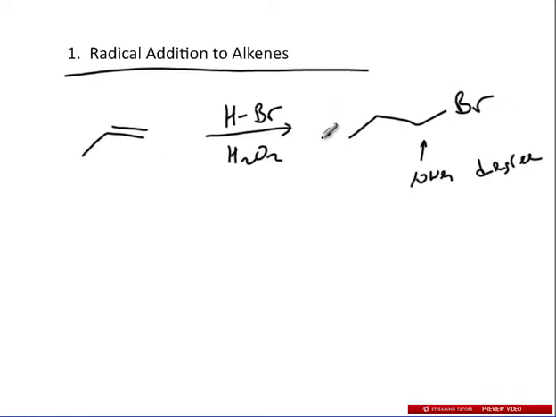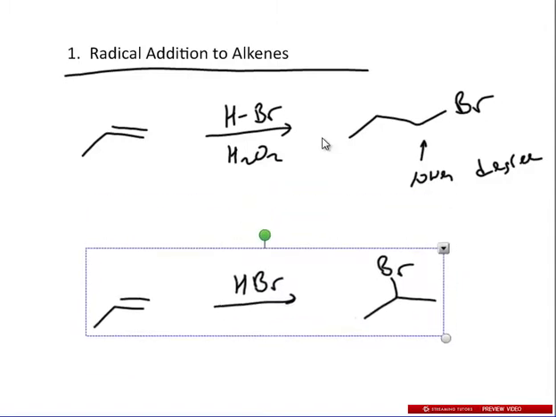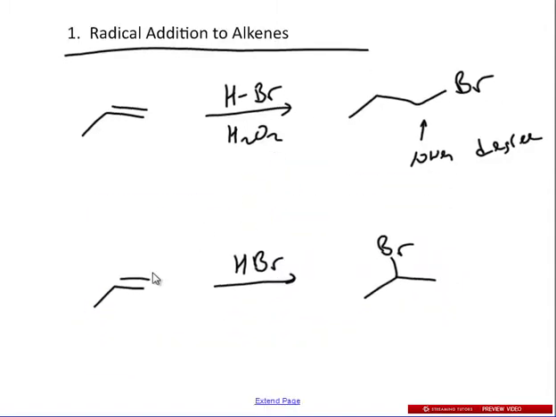So if it wasn't for the H2O2, or R2O2, if I had HBr by itself, then the Br goes to the higher degree, right? So we would expect to see this based on our mechanism in the alkene chapter. So you break the double bond, you make a carbocation, and then Br comes in. So this is what we would expect to see without peroxide.